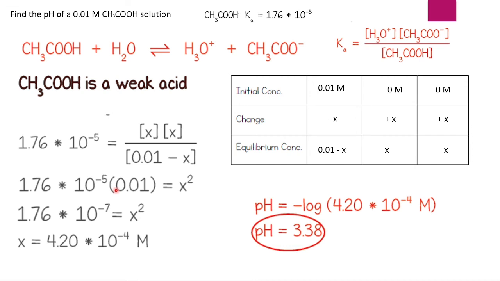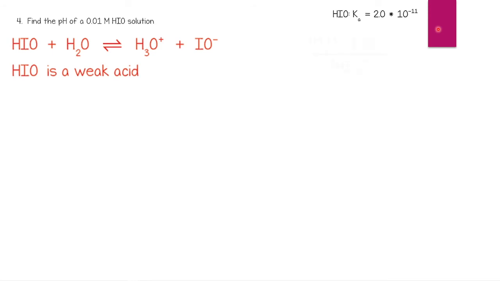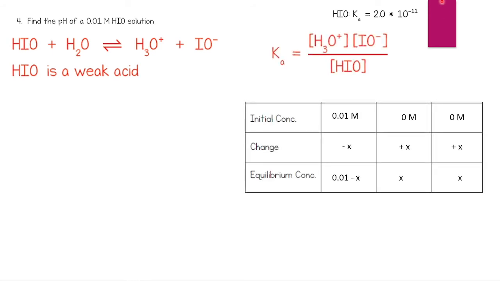Hopefully that made sense. This time we're using a 0.01 molar of HIO. Again, really small Ka values, so we're going to do the same steps. First step, balanced equation. Is it a strong or weak acid? Second step, write out your expression. Fairly easy. Third step, we're going to use the same table. So we've got the same information, 0.01 molar. That means it's going to change by minus X, and then plus X for both of those. Hopefully that makes sense.